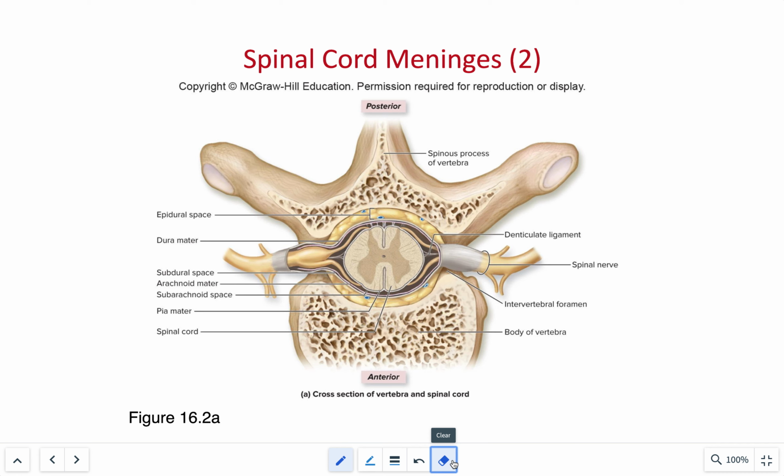And then finally, the last one that we're going to look at is the pia mater. This is the one that's going around the full circumference of the spinal cord. With the pia mater, what we also see are the beginnings of the denticulate ligaments. The denticulate ligaments on both sides help anchor the spinal cord to prevent any excessive lateral movements.